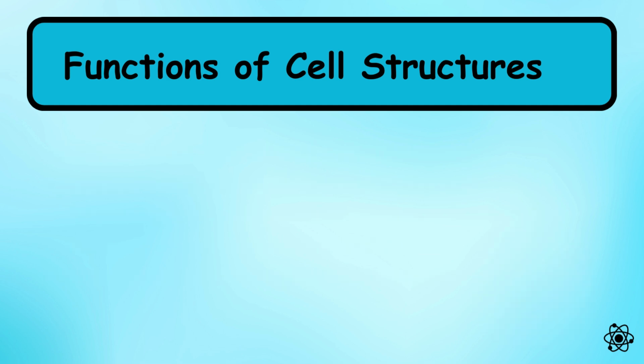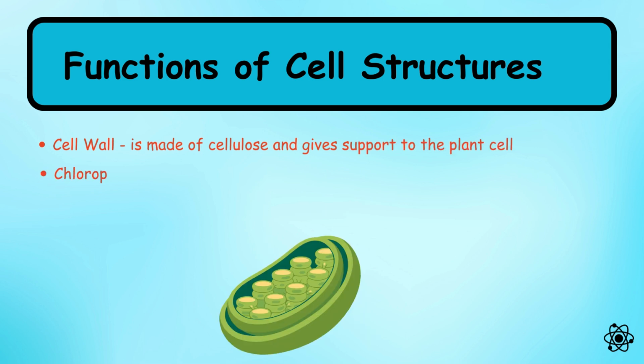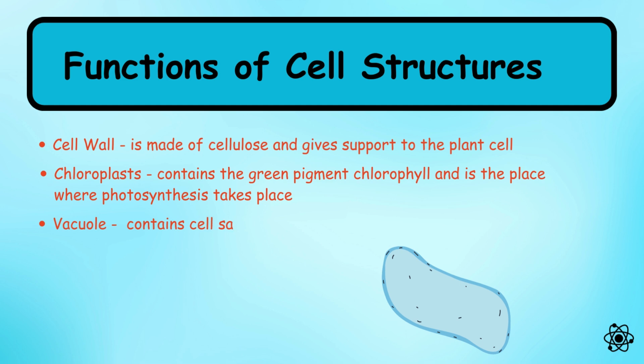Now let's take a look at the function of plant cell structure. The cell wall is made up of cellulose and gives structural strength and support to the plant cell, and it also protects the cell. Chloroplast contains the green pigment, chlorophyll, and is the place where photosynthesis takes place. So it captures light energy from the sun and converts it into food for the plant. Next, the vacuole contains cell sap and is used for storage. It also helps support the cell shape.